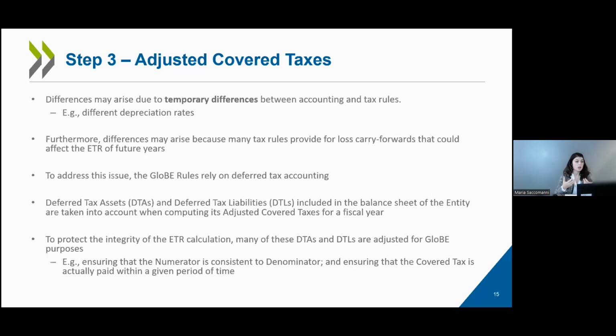So for example, a local GAAP might be converted into the IFRS or into the US GAAP for the consolidation process. And such conversion generally triggers some timing differences. And timing differences means deferred tax asset or deferred tax liability. And these should be included in the starting point for the computation of the deferred tax amount of the single constituent entity.